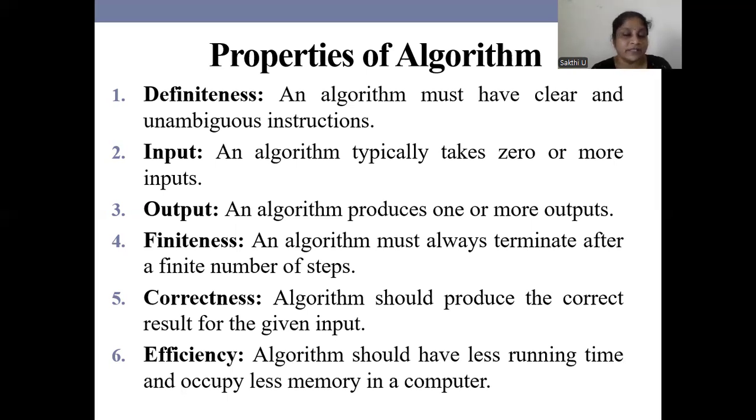And efficiency plays a very important role. There are many methods or algorithms available for solving one problem, so we have to choose the best one, which can be executed in a finite amount of time with minimum execution time, and the memory occupied by the computer should be less. That is called efficiency. After developing the algorithm, we check its efficiency, and based on that we decide which algorithm is suitable for the given problem. There are six properties of an algorithm, and an algorithm should satisfy all six.